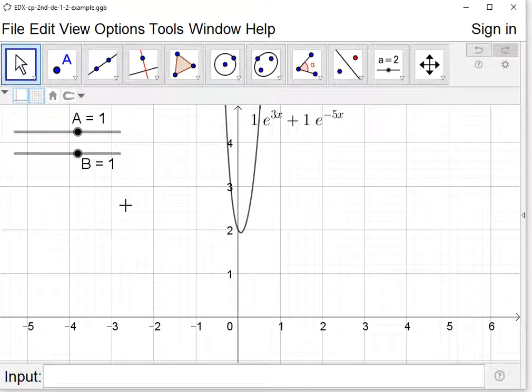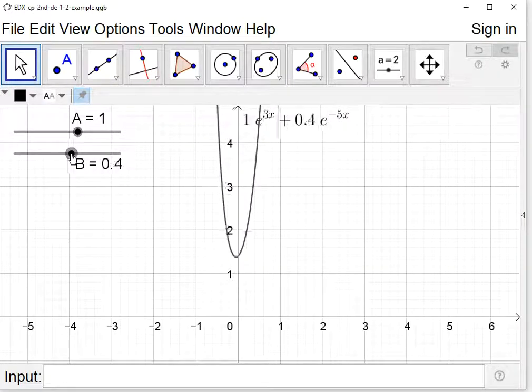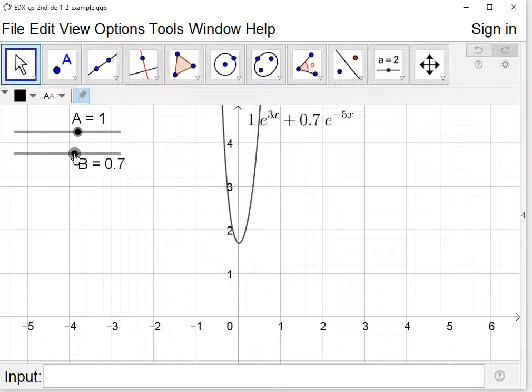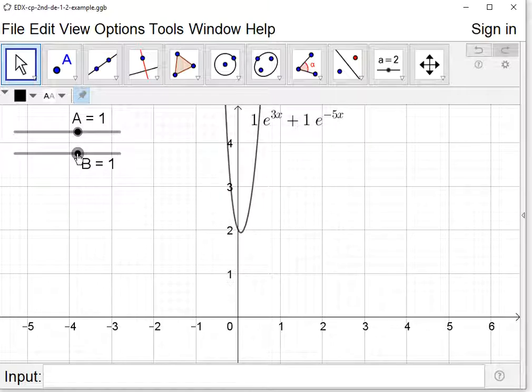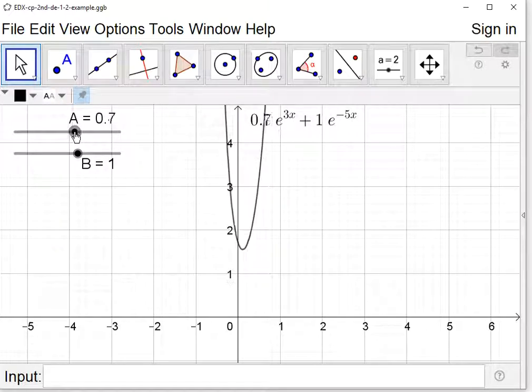So here we are looking at the solution where I've set the constants a and b both equal to 1. We can see the solution on the right. Notice the y-intercept is 2 because when x is 0, y will equal a plus b. So that's why we're getting 1 plus 1 is 2. And if I change the values of a or b, then the y-intercept will be a plus b. A couple of other things to notice here.